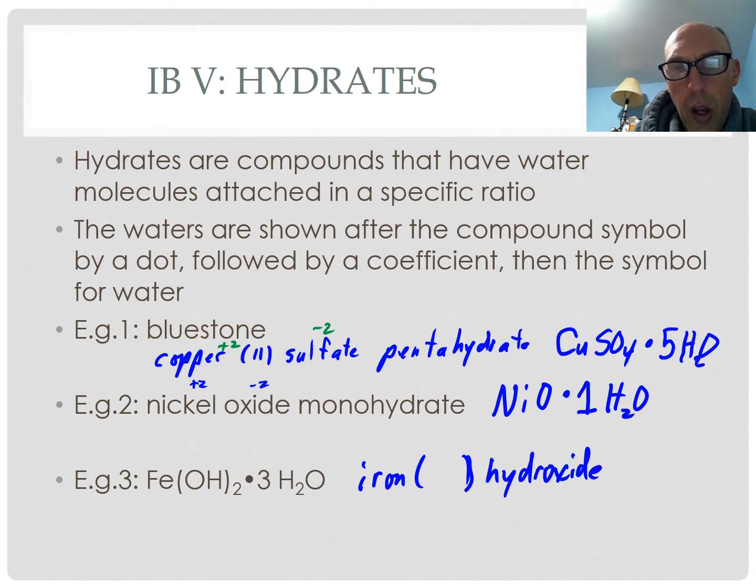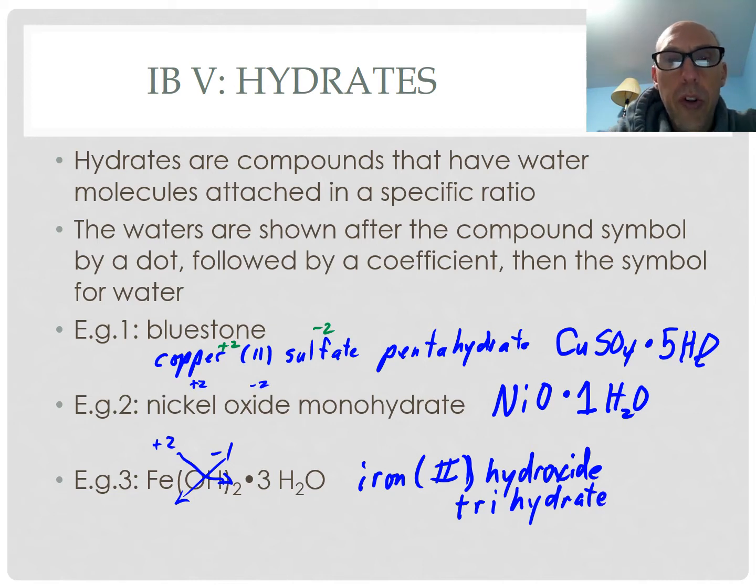Hydroxide comes from the ion sheet. Hydroxide happens to have a charge of -1, which matches the number of iron perfectly. That means that to get that 2 there, we had to have iron +2. So this is iron 2 hydroxide. And then tri for 3 hydrate.